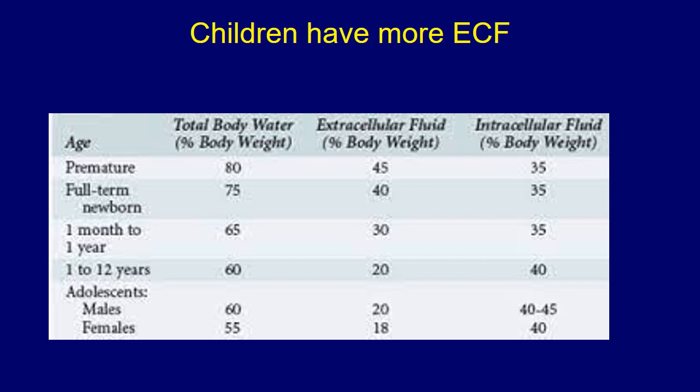Right, this chart is to show again something we discussed earlier. If you look closely, you will see that in a premature infant, total body water as a percentage of the body weight is about 80%. In a full-term neonate, it may be 80% to 75%. When the child grows to 1 month to 1 year, it will drop to about 65%. In a 1 to 12-year-old, it will be 60%. In adults and adolescents, in males it will be about 60%, whereas in females, water as a percentage of the body weight would be 55%.